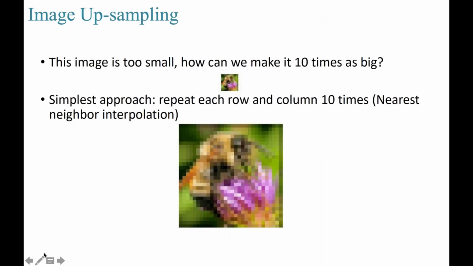When you want to upsample your image, that means you're given a small image and you want to increase it. You want to make it bigger. Then what do you do? You repeat each row and column. If you want to make it 10 times bigger, you repeat each row and each column 10 times. That is called nearest neighbor interpolation.